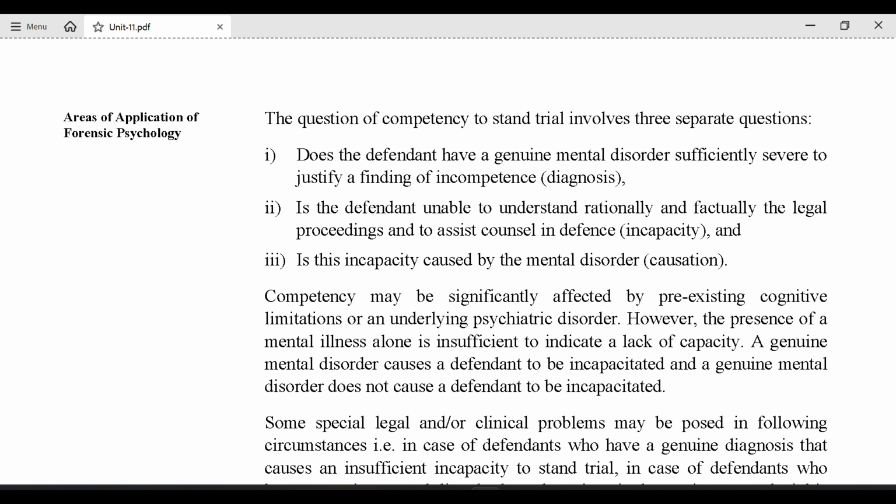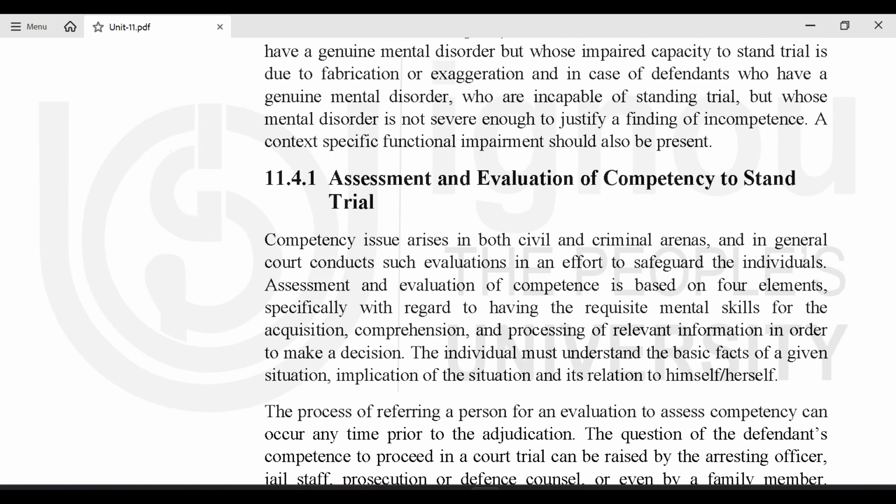In case of defendants who have a genuine diagnosis that causes an insufficient incapacity to stand trial, in case of defendants who have a genuine mental disorder but whose impaired capacity to stand trial is due to fabrication or exaggeration, and in case of defendants who have a genuine mental disorder, who are incapable of standing trial, but whose mental disorder is not severe enough to justify a finding of incompetence. A context-specific functional impairment should also be present.